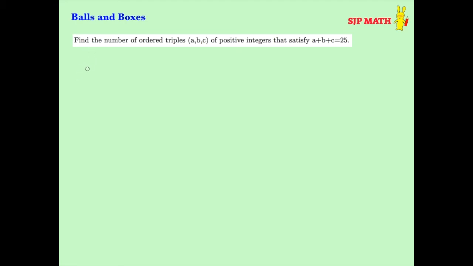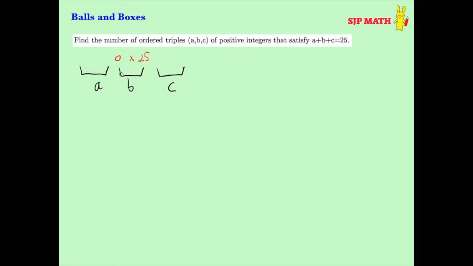So using the hint about using A, B, C as categories, we're gonna have three boxes, and we're gonna label them A, B, C. And we're gonna have our 25 balls. So we're going to be distributing these 25 balls into these three boxes. But why are we doing that?